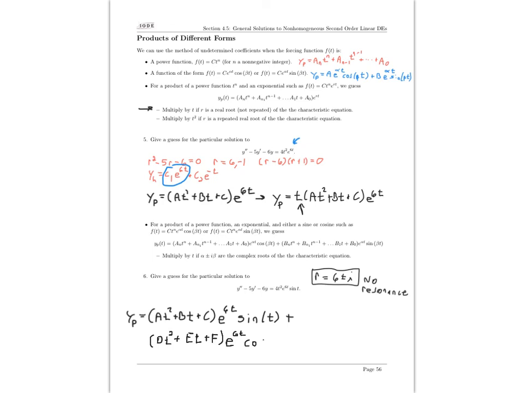times e to the 6t cosine of t. And again, we don't need to multiply by another power of t because my homogeneous solution had real solutions, and my forcing function would only have resonance if I had a complex solution that looked like 6 plus or minus i. So that would be our guess. That would be a really hard problem to solve, so don't worry, I wouldn't ask you to actually find those coefficients, but what you should practice is thinking about what would be the correct guess. And so that's what the last problem in this set is going to make sure we hone in on, those skills.